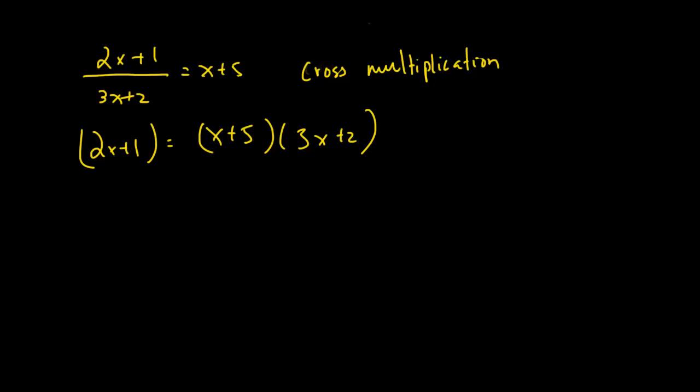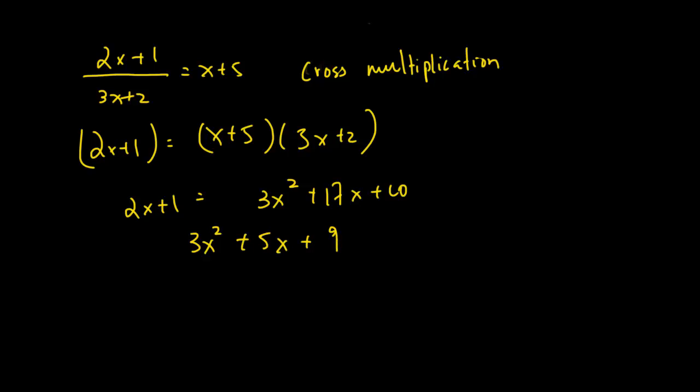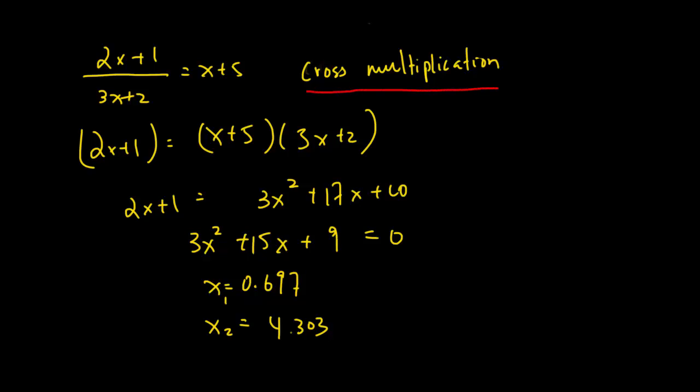Okay, so we obviously will end up in a quadratic, so that would be 3x squared plus 17x plus 10, and then after rearranging it, we have 3x squared plus 5x plus 9 gives me 0. So after we solve it, we get x1 equals to 0.697, and then x2 would be 4.303. Okay, so always remember that cross multiplication in a rational function is important.